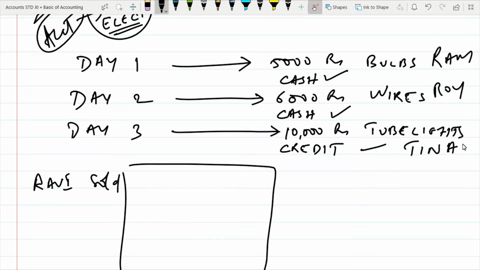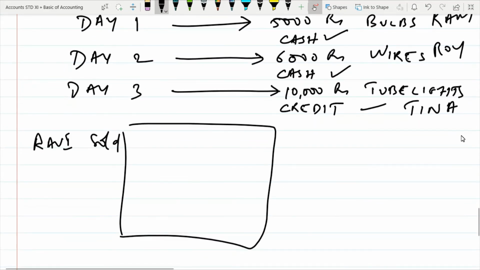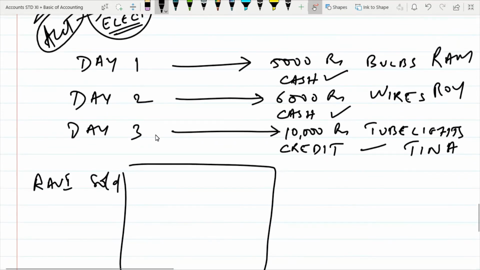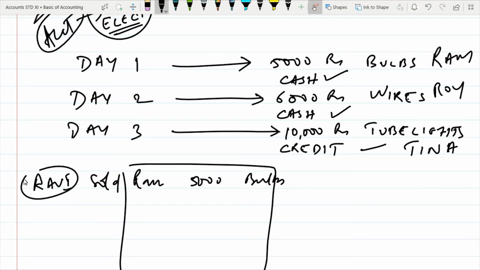Now, day one, would you say Ravi sold goods to Ram worth rupees 5,000, and then you would say bulbs? Would you write all this? Or you could just say, it is understood, right, that you have sold. Do you have to mention your name every time?